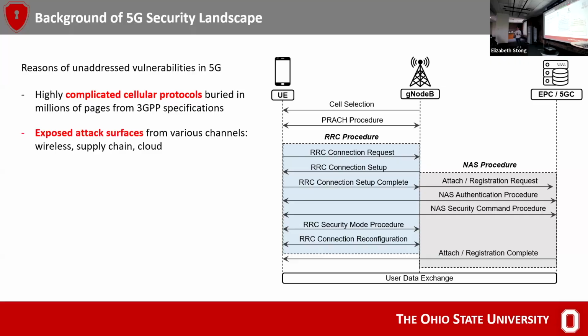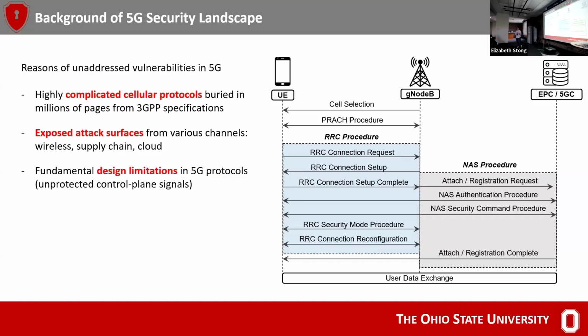And as I said, 5G is a highly complex ecosystem involving a lot of different components from edge to cloud. Those expose a lot of different attack surfaces via various channels, including the wireless RF channels, the supply chain, and the cloud.